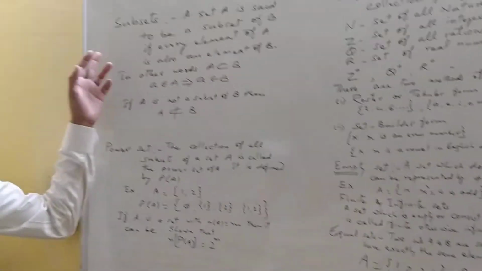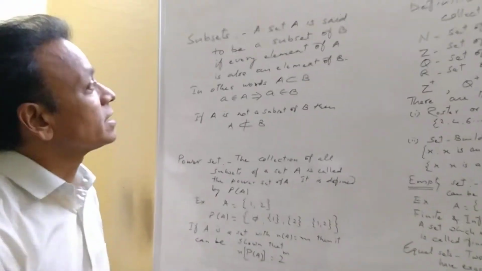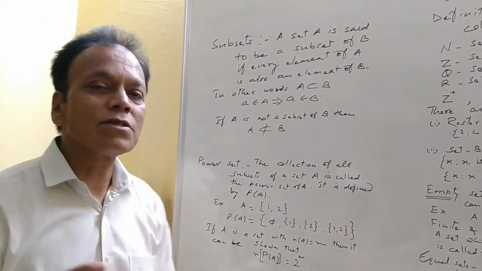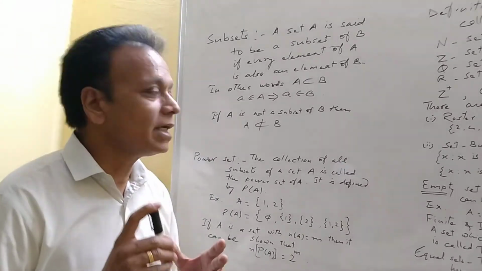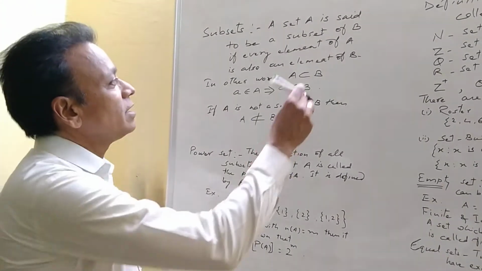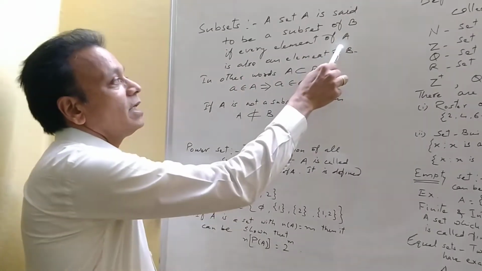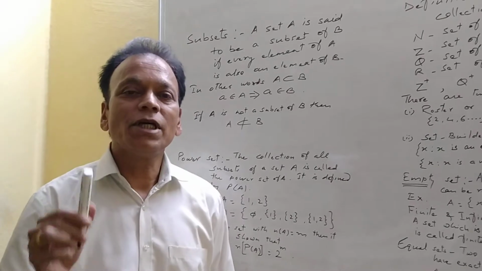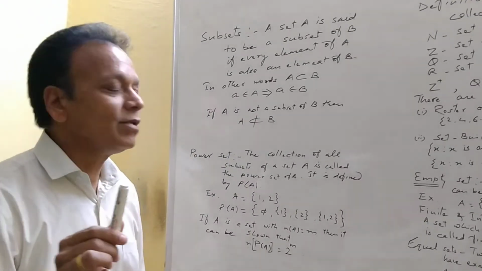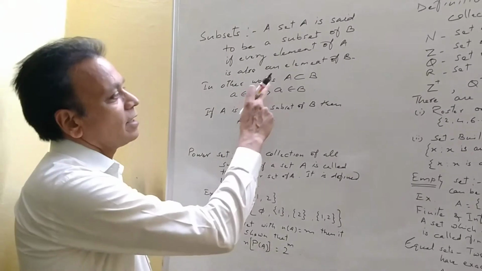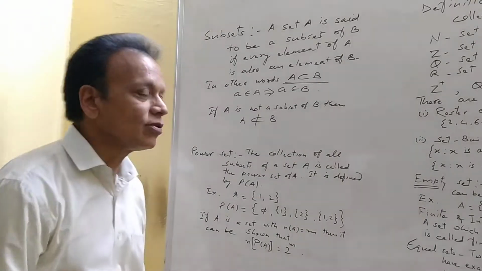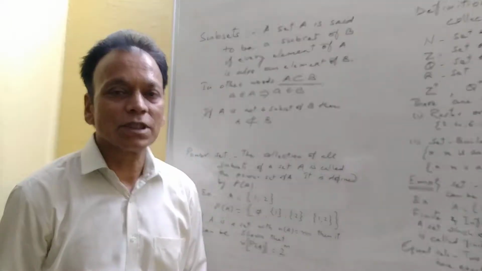Then another type, the subset. What is a subset? A set A is said to be a subset of set B. You need to consider two sets A and B. A is said to be a subset of B if every element of A is also an element of B. This is the condition. Every element of A must be an element of B, and only then A will be a subset of B. In other words, we write A subset of B. This is the way to represent that A is a subset of B.